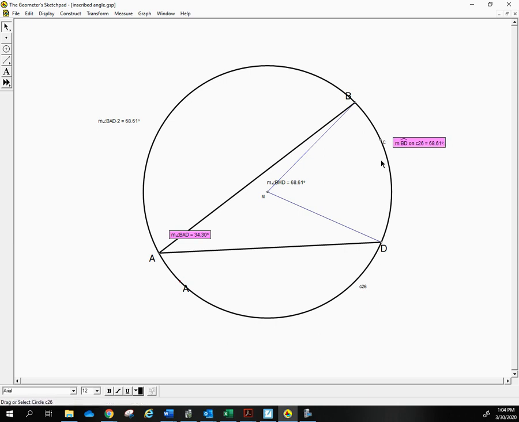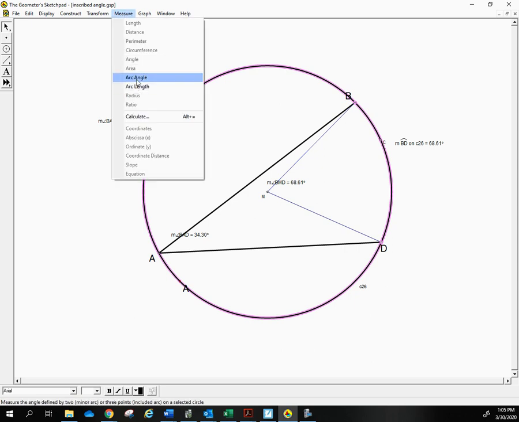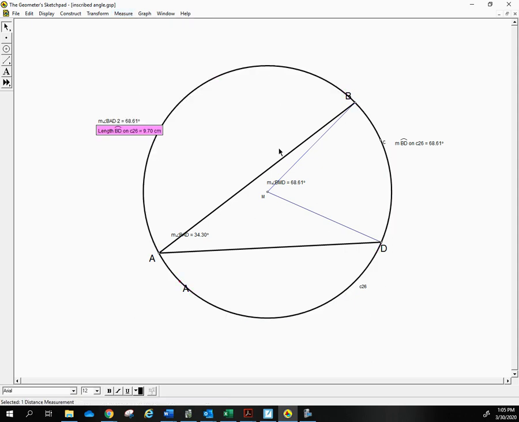Notice these two things. That angle is smaller. Never mind. So this angle right here is half of that arc.